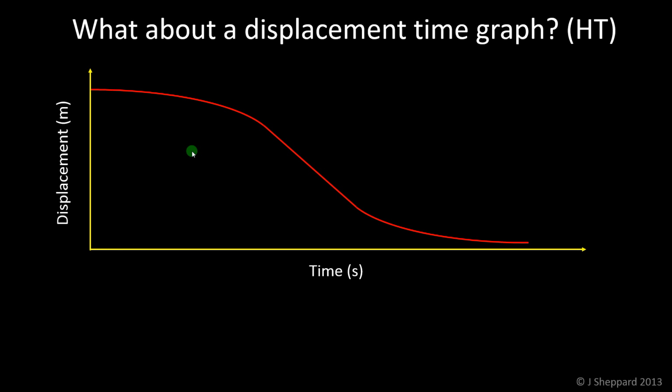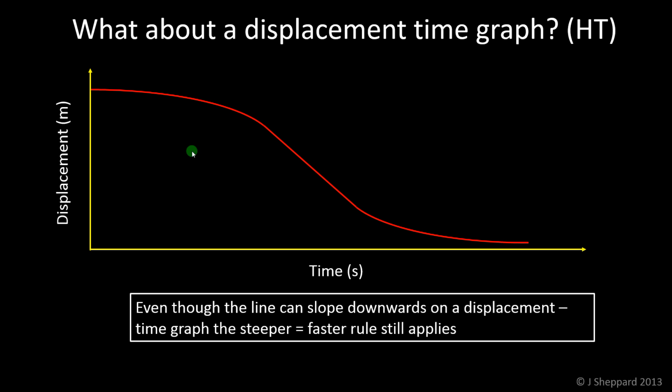Okay, so the displacement time graph, this can cause some confusion. Because displacement can decrease again, we've got to deal with, well, what does getting faster and getting slower look like on this? Well, the same rule applies. Even though the line can slope downwards on a displacement time graph, showing that we're going back towards our starting point, the steeper equals faster rule still applies.